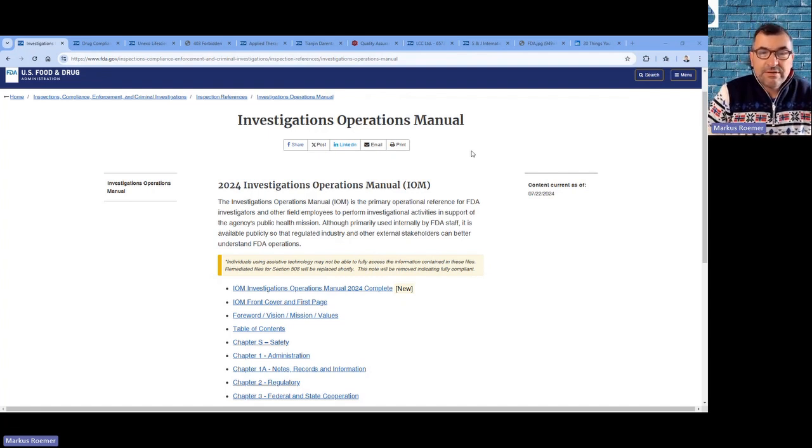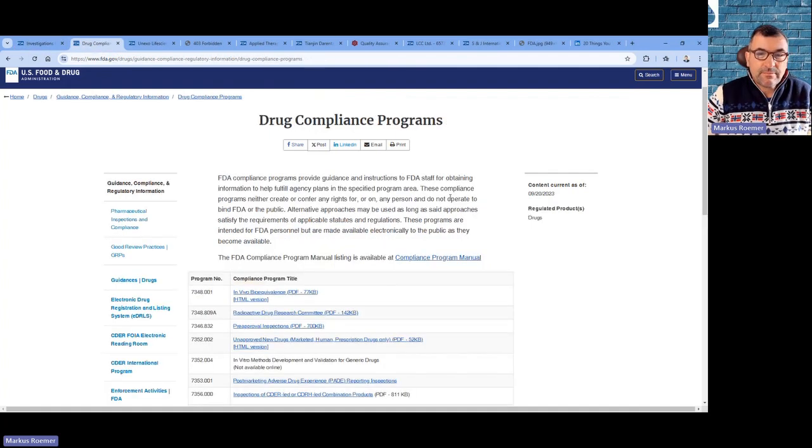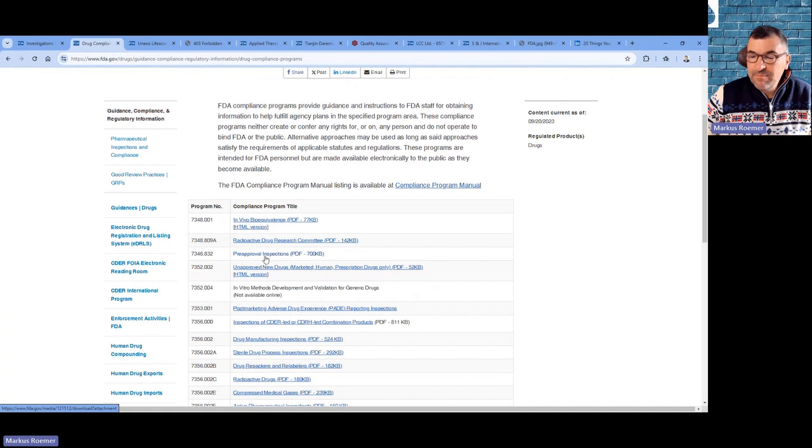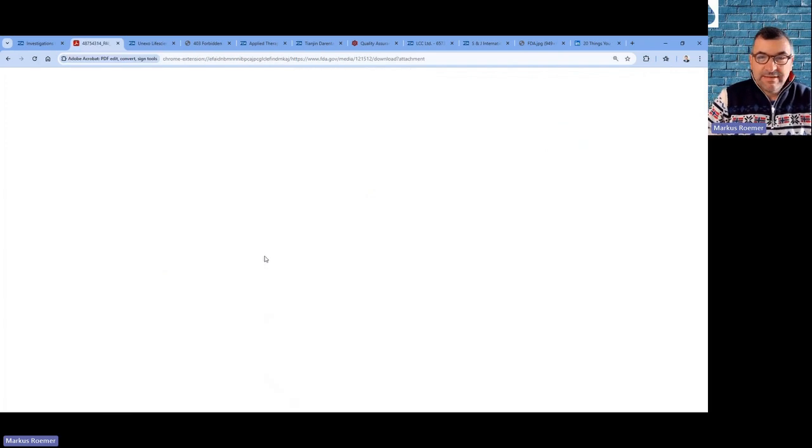So first of all, for any investigation, there's an operations manual, which is very important for the investigators because they have procedural guidelines that they must follow, and you could know what they are asking. So for example, looking at the investigator's operations manual, there are also drug compliance programs. These are usually called compliance program manuals. So if you are expecting a PAI, a pre-approval inspection, you will see what is required for that.